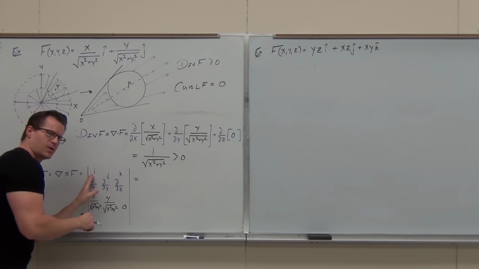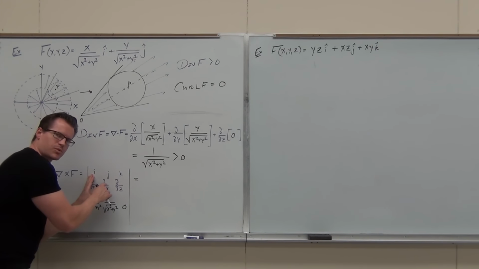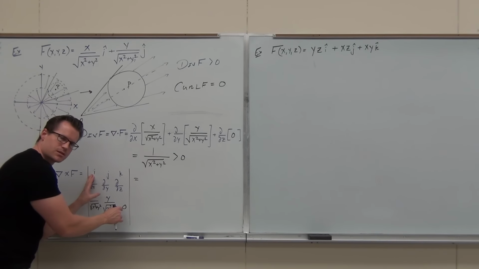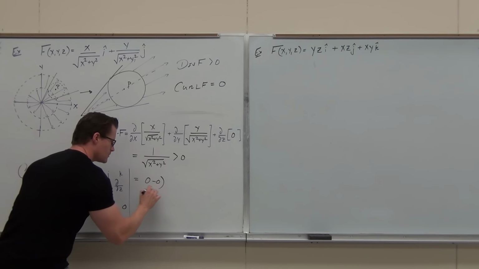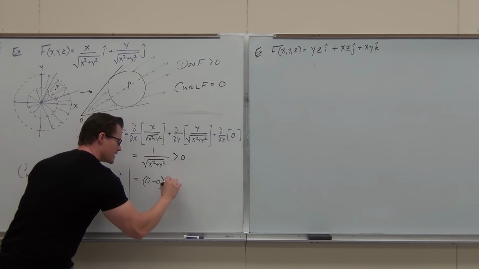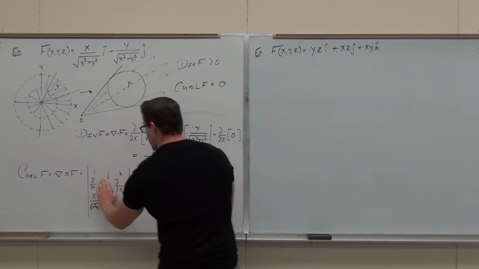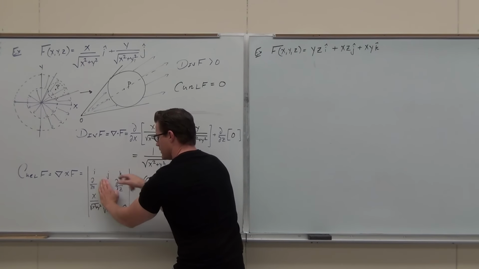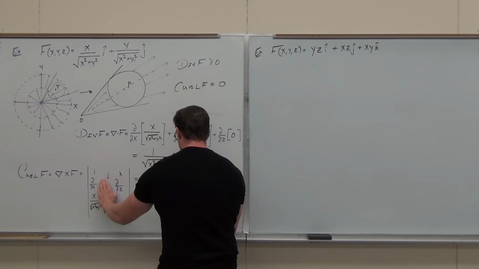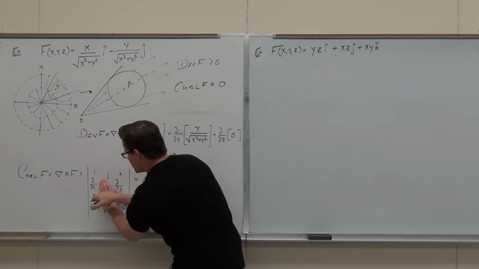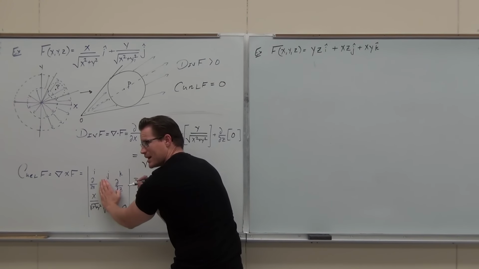For the i component, what's the partial derivative of 0 with respect to y, please? 0. What's the partial derivative with respect to z of all this stuff? 0. There ain't no z's. Minus sign in the middle: the partial derivative of 0 with respect to x. That's how these operators work. What is that, please? 0. Minus the partial derivative of this with respect to z. What is that? 0.